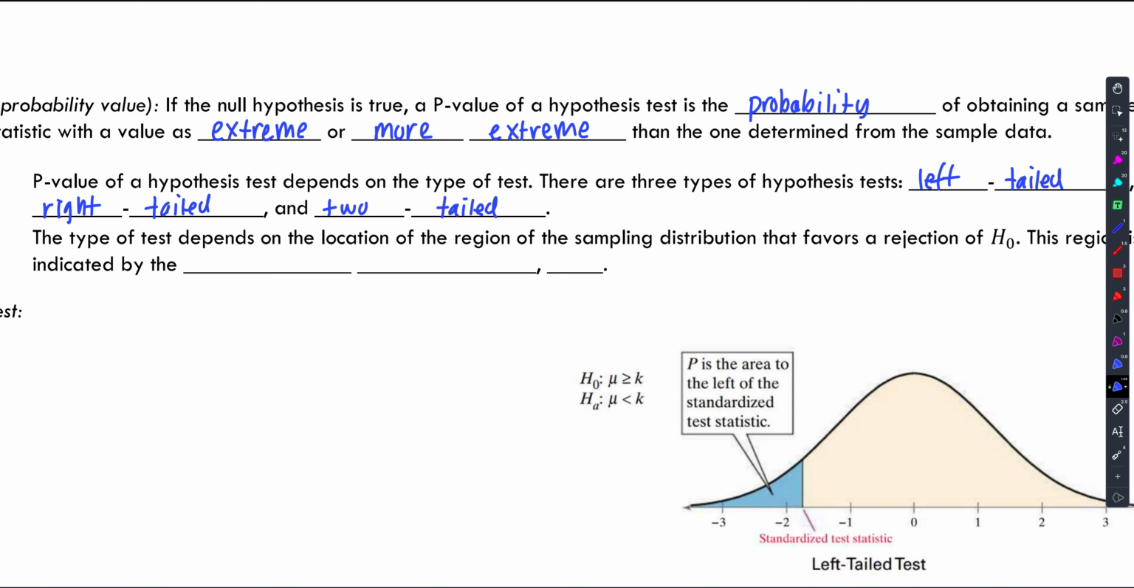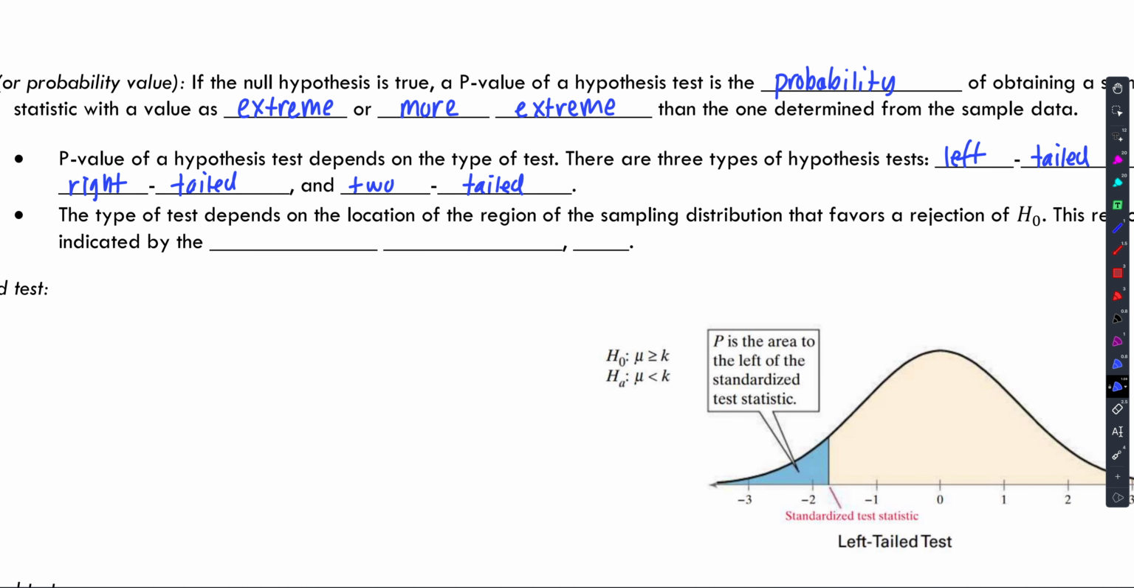All right, you might ask, how do I figure out what type of test it's going to be? Well, it says right below here that the type of test depends on the location of the region of the sampling distribution that favors a rejection of your null hypothesis. That's a lot of words. Here's how you're actually going to figure it out. This region is indicated by your alternative hypothesis. Basically, what symbol you use in your alternative hypothesis tells us what type of test you're going to be using.